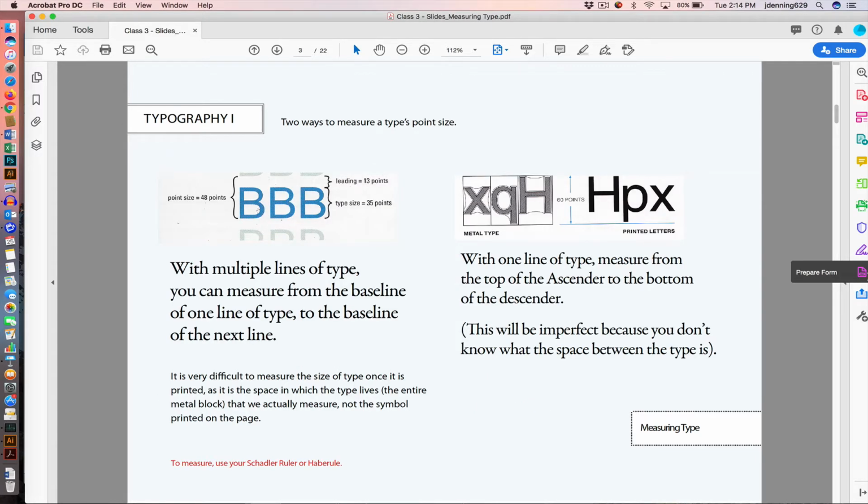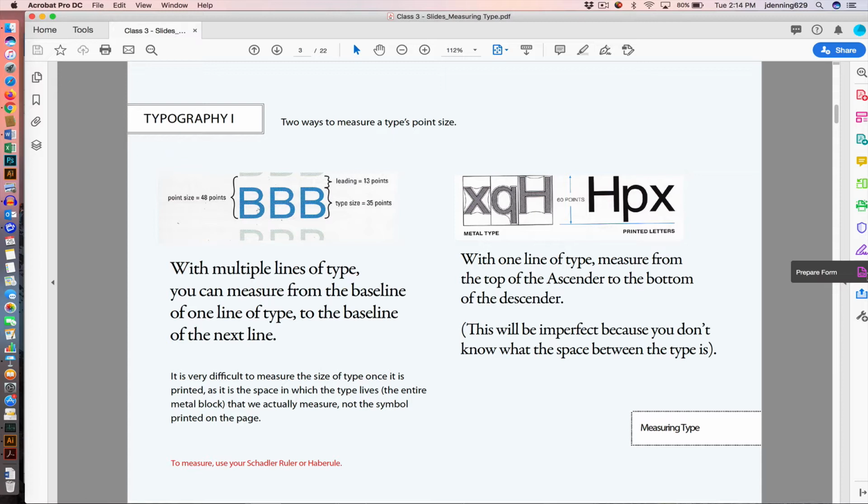Two ways to measure type's point size. With one line of type, you measure from the top of the ascender to the bottom of the descender. This will obviously be imperfect because you don't know what the space between the type is. With multiple lines of type, it's a little easier. You can measure from the baseline of one line of type to the baseline of the next, but it is pretty difficult to measure the size of type once it's printed.